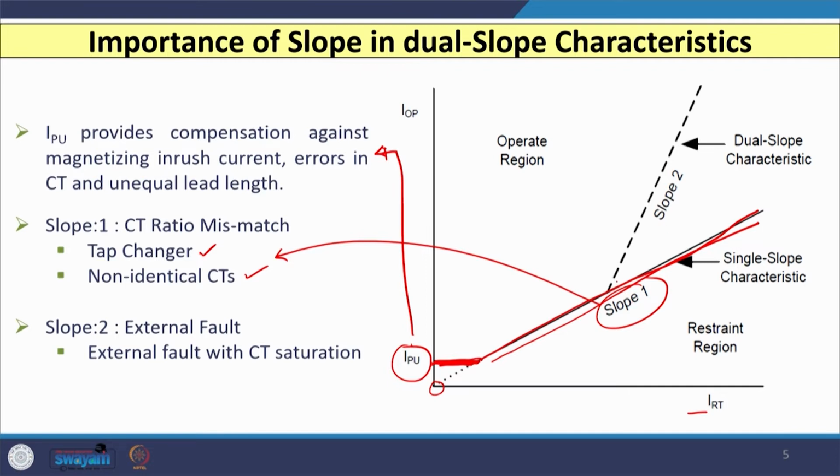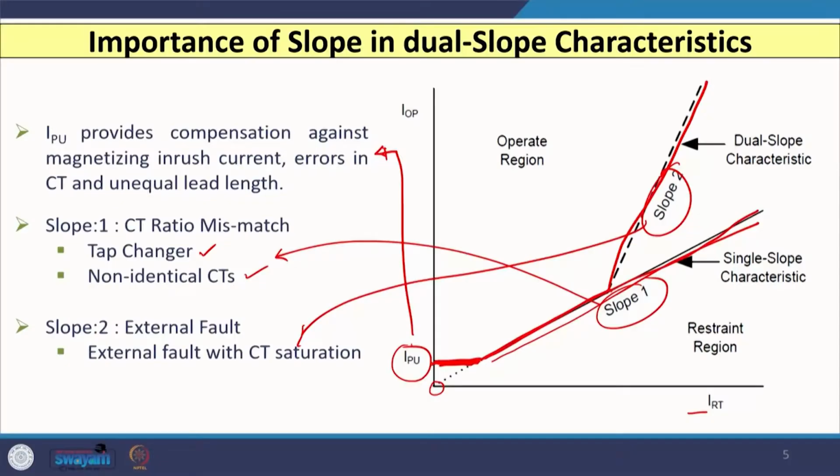And slope 2, if I further add from here to here, is required just to avoid the maloperation of digital differential relay in case of heavy through fault, particularly when one of the CTs saturates and the other CT is working in the linear range. So, this is meant for this. If I use dual slope characteristic like this, and if any operating point comes above this, then the relay operates, otherwise for any point somewhere here the relay does not operate.